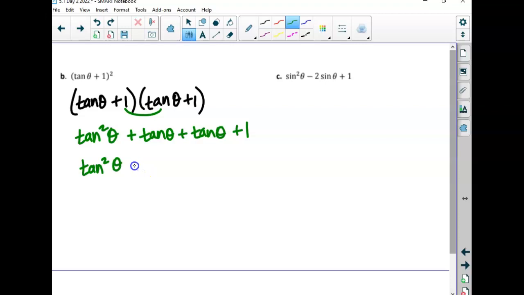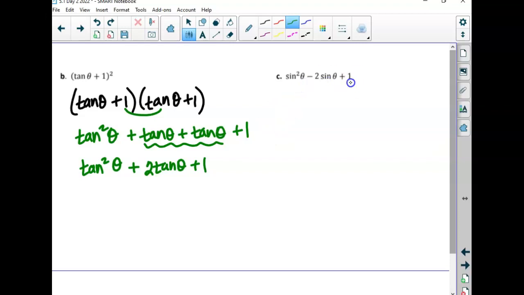Tangent squared plus, what do these two guys become? 2 tangent theta plus 1. I don't really know where they're going with this. I think we could probably be done. Is a tangent squared plus 1 anything? Oh, it is a secant squared, right? But I don't think that's going anywhere. Yeah, I just leave it. I don't even know where they wanted us to end up with that.